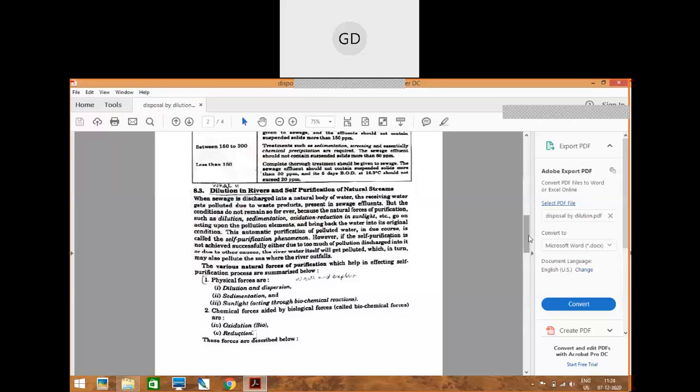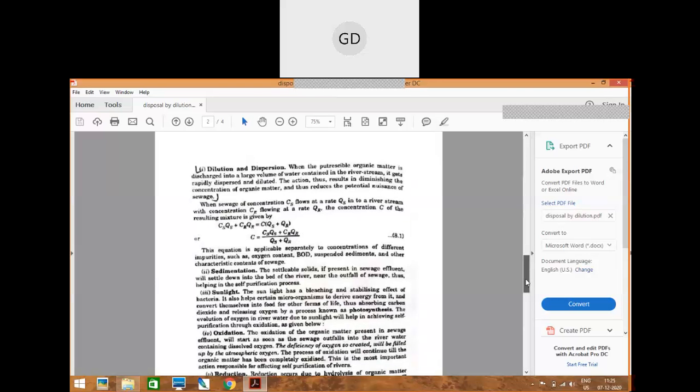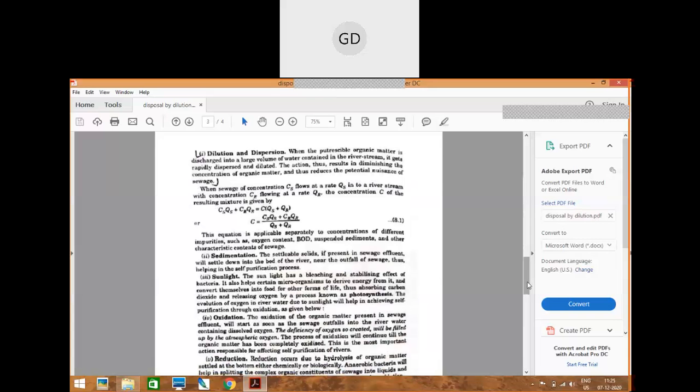So there are various natural forces of purification. Just learn the names. Number 1 is your physical forces. Within physical forces, 3 forces are there: one is dilution and dispersion, then sedimentation, and the third is sunlight. Then within chemical forces, 2 processes are there: number 1 is oxidation, and number 2 is reduction. So now we will come to dilution and dispersion.